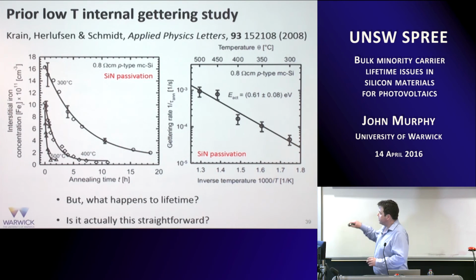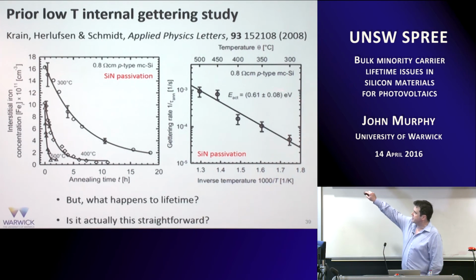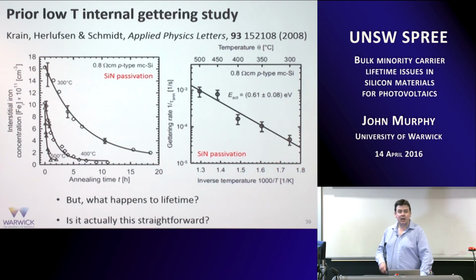So what these guys thought is that you can take multi. This is interstitial iron concentration. This is annealing time. These are different temperatures, 300, 400, 500, low temperatures. You can anneal the materials, and the iron drops off nicely in a way that's consistent with the transport of iron. The activation energy here for the process is similar to the diffusion coefficient of iron activation energy. So they presented a very straightforward picture of what goes on in multicrystalline silicon at low temperatures.